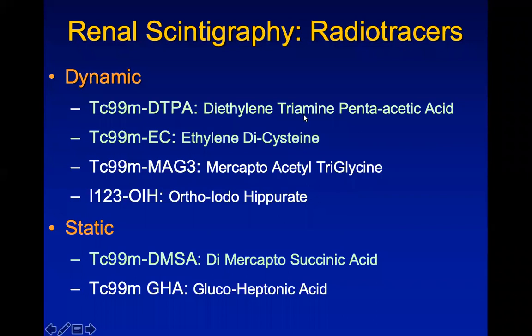Now, renal radiotracers: you have two types, dynamic tracers and static tracers. I'll illustrate what I mean by both of these. For the moment, just take the names. The dynamic radiotracers include technetium-99m DTPA, technetium-99m EC, technetium-99m MAG3, and iodine-123 orthoiodohippurate, or OIH. The full names are given here; you can look them up at your leisure. The static images are formed by technetium-99m DMSA and GHA. We'll go through these one by one. You'll notice that in most of these, excepting OIH, the radioactive isotope part is technetium-99m. The pharmaceutical part keeps changing, and I'll explain in detail what each one does and how they help in nephrology diagnosis.